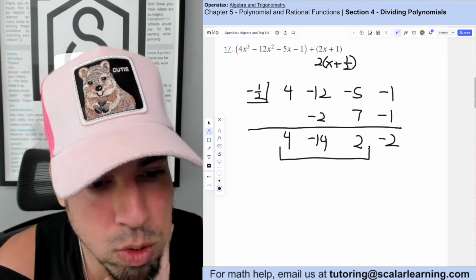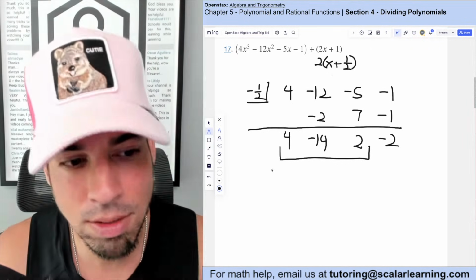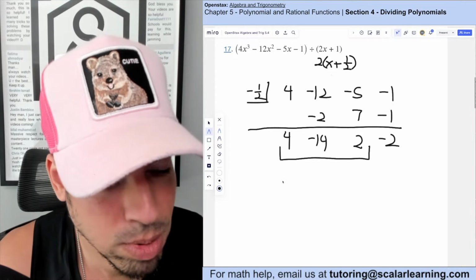So here's the quotient. So I want to take that quotient, and then like I said, because of that 2 on the outside, we want to divide every value. So now it becomes 2.